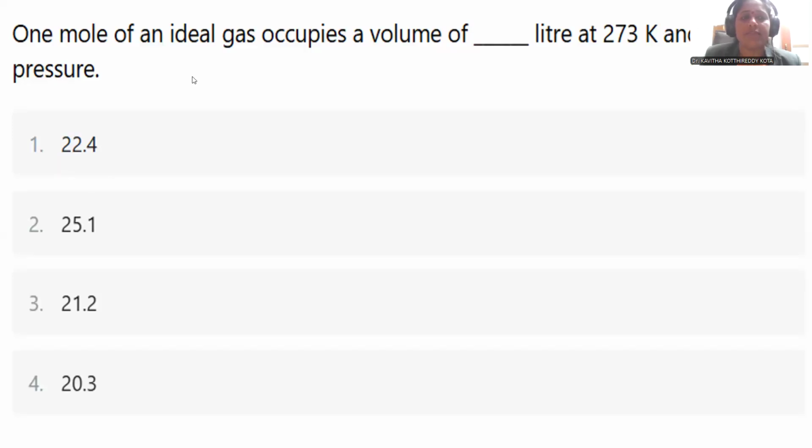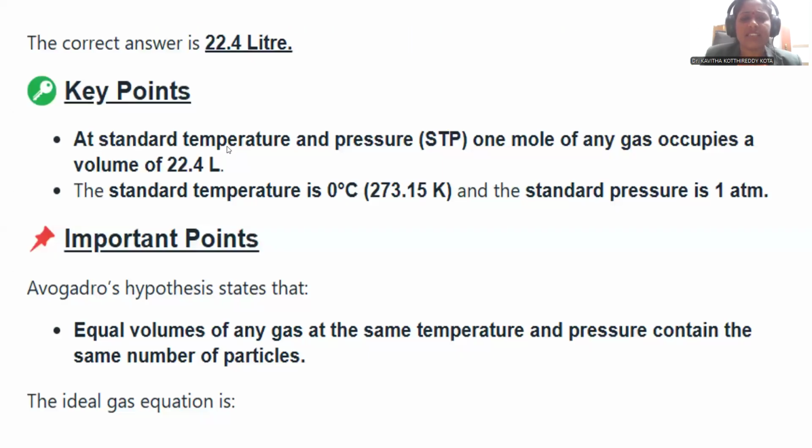So here, this is the fixed volume. At standard conditions, like 1 mole of ideal gas and 273 Kelvin standard temperature, 1 atmospheric pressure is also standard. That's the reason why the volume occupied is also fixed. That is 22.4 liters, right? At standard temperature and pressure, STP, 1 mole of any gas occupies the volume of 22.4 liters. This is the fixed one. The standard temperature is 0 degrees centigrade, in the Kelvin scale 273.15 Kelvin, and standard pressure is 1 atmosphere.